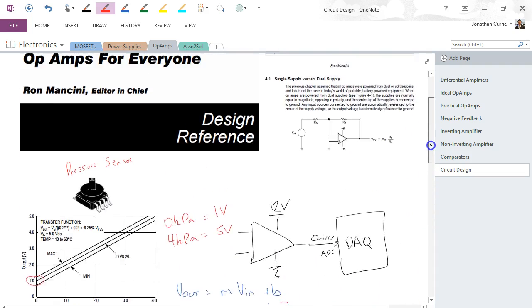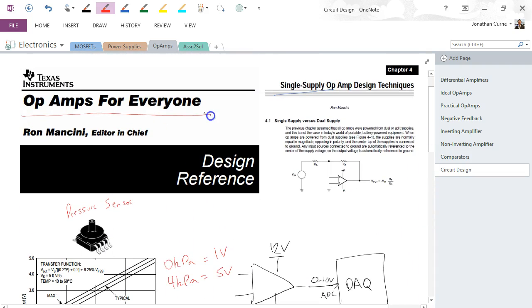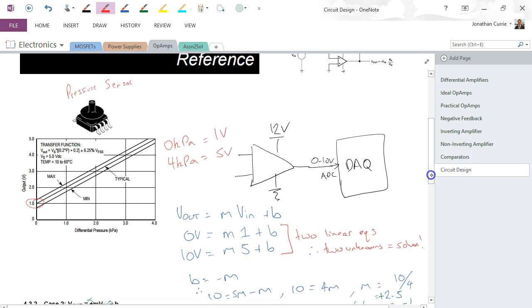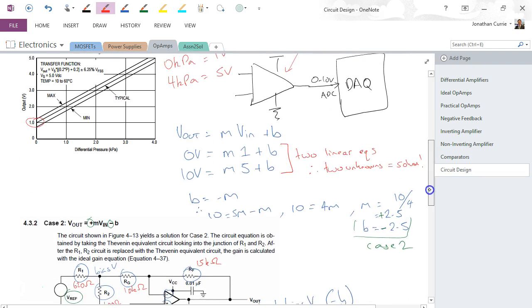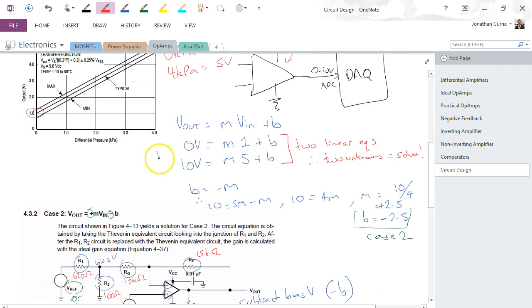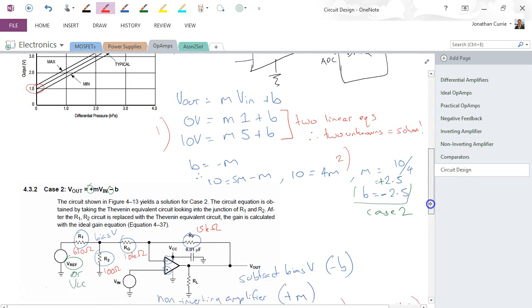Okay, so this process again, using the Op Amps for Everyone book from Texas Instruments, you can find it online. Taking a pressure sensor here where output goes from 1 volt to 5 volts, we wanted to design this op amp circuit so that we got 0 to 10 volts out, suitable for supplying to our data acquisition device. We first wrote out the linear equations and then solved them for M and B, the gradient or the amplification, and the bias.